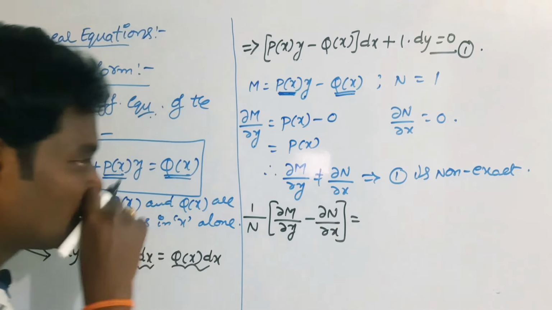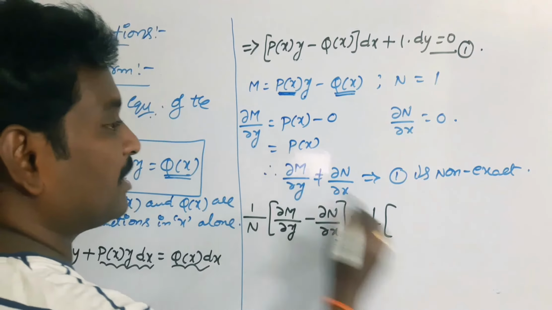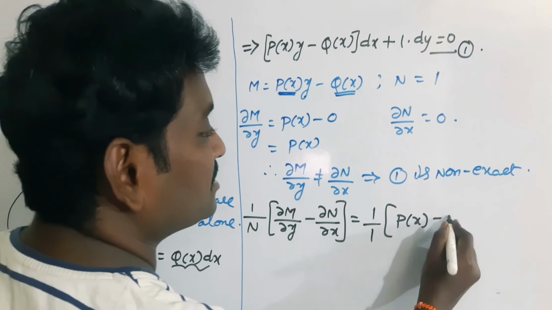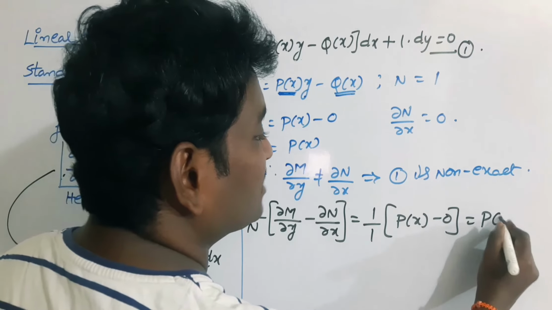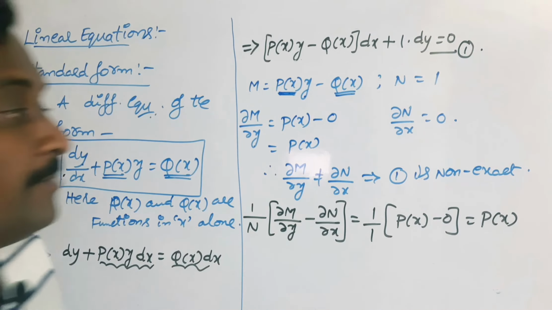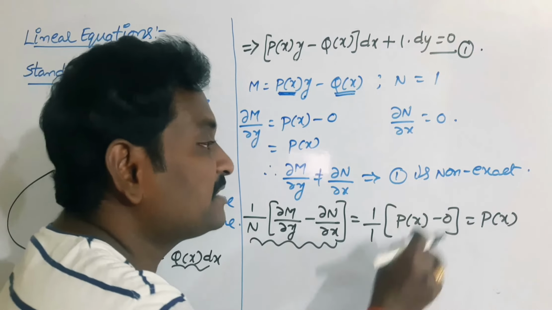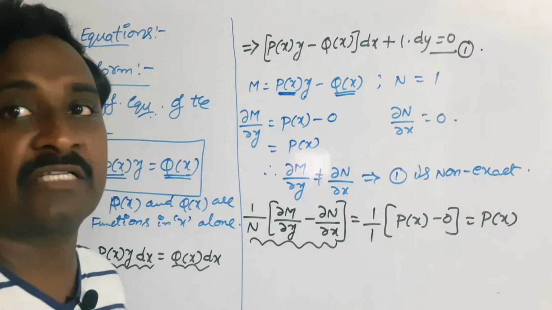Okay, so what is n? 1. What is ∂m/∂y? P of x minus 0. It would be p of x only. Clearly p of x is a function in x only. So the result of this quantity gives a function in x only. That's why type 3 is satisfied.